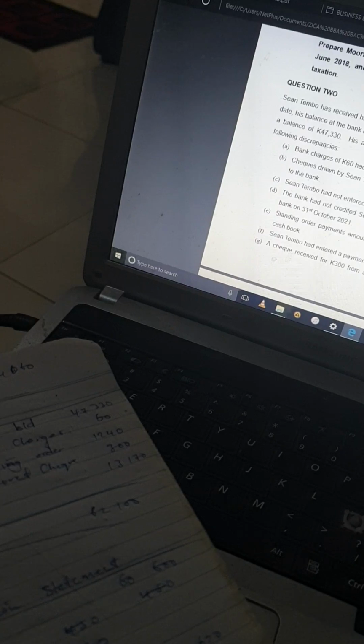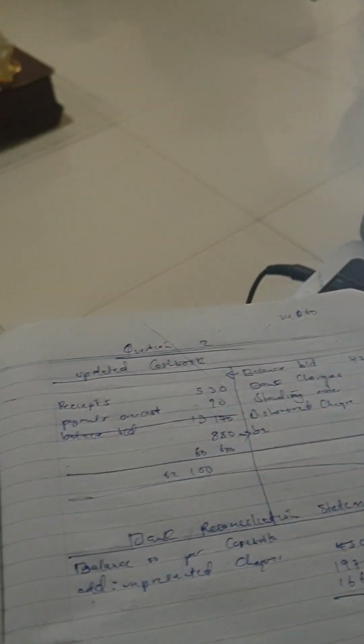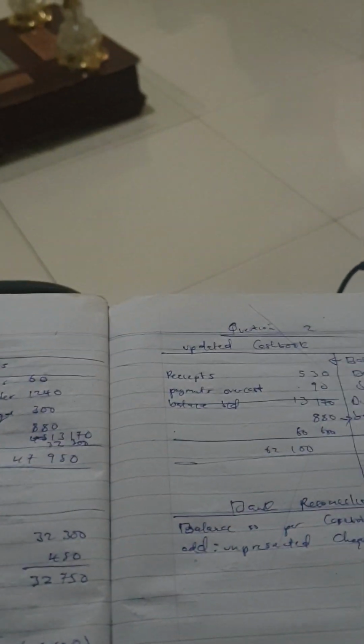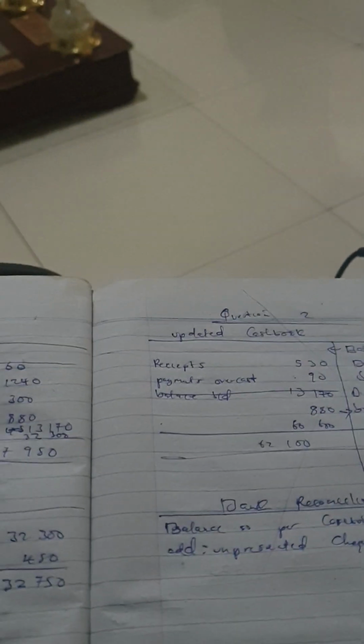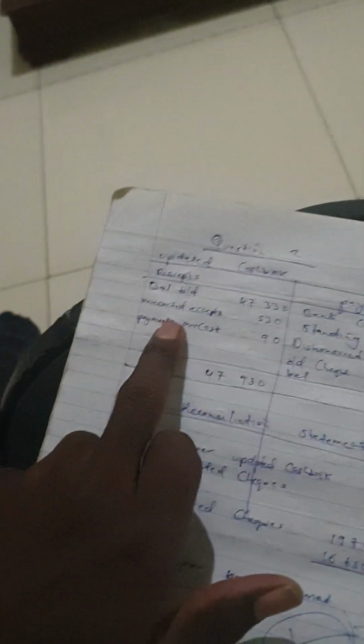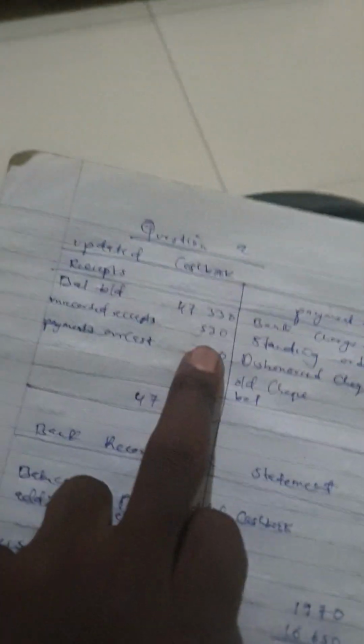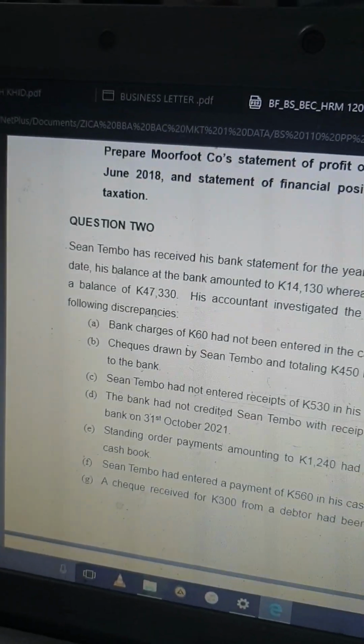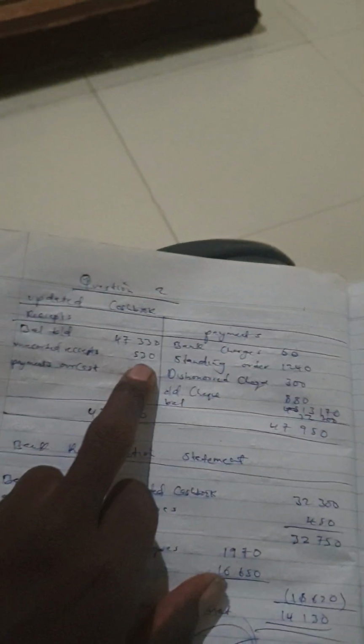Next, they are saying Sin Tembo had not entered receipts of 530 in the cash book. Receipts means received, debited. He received money, but he did not indicate that in the cash book. That is the unrecorded receipts that I've recorded here, 530. This balance is the balance coming from the cash book, 733, that's the one. Then unrecorded receipts, that is 530, that was not recorded.